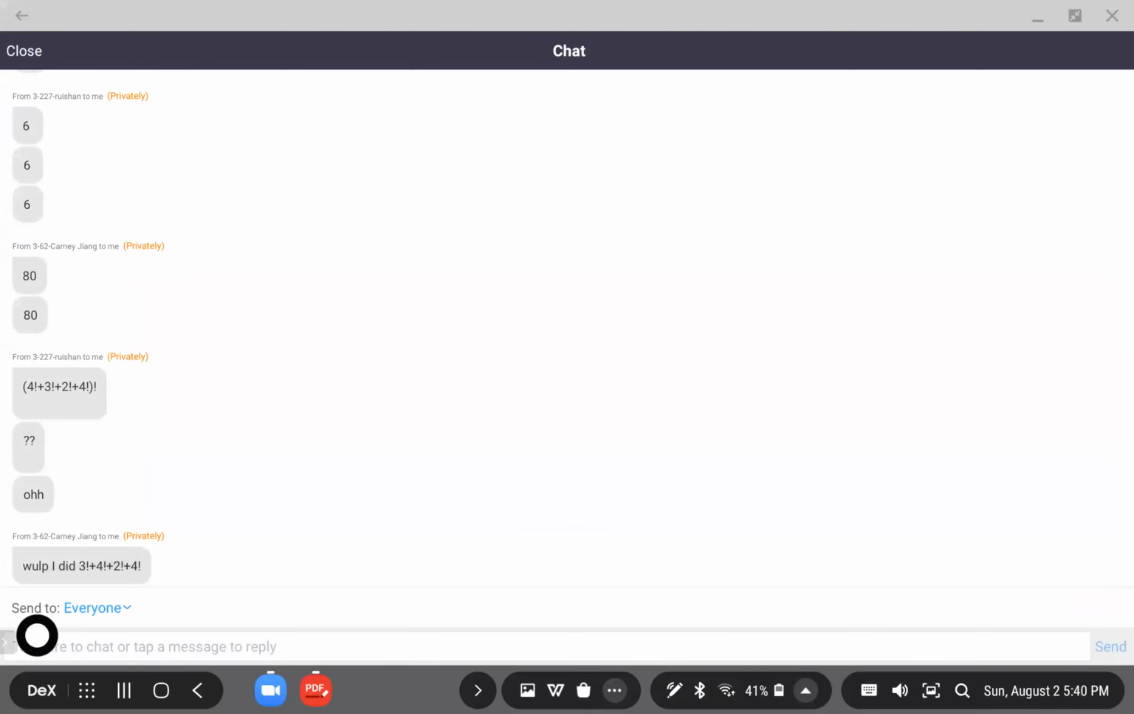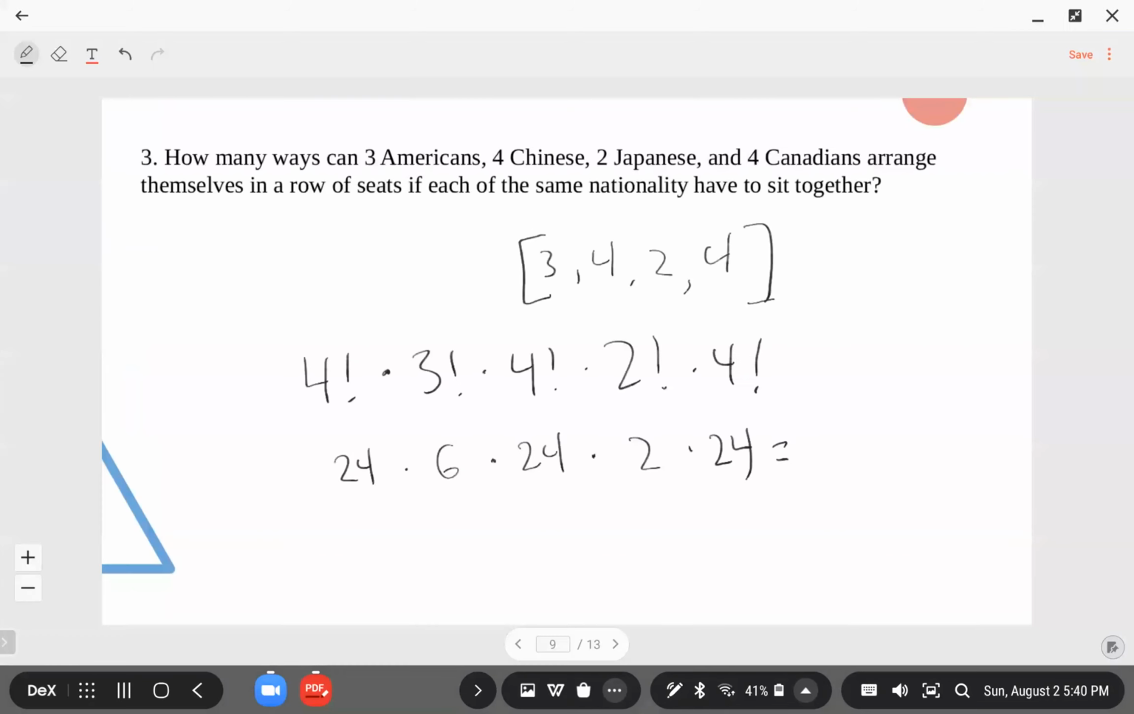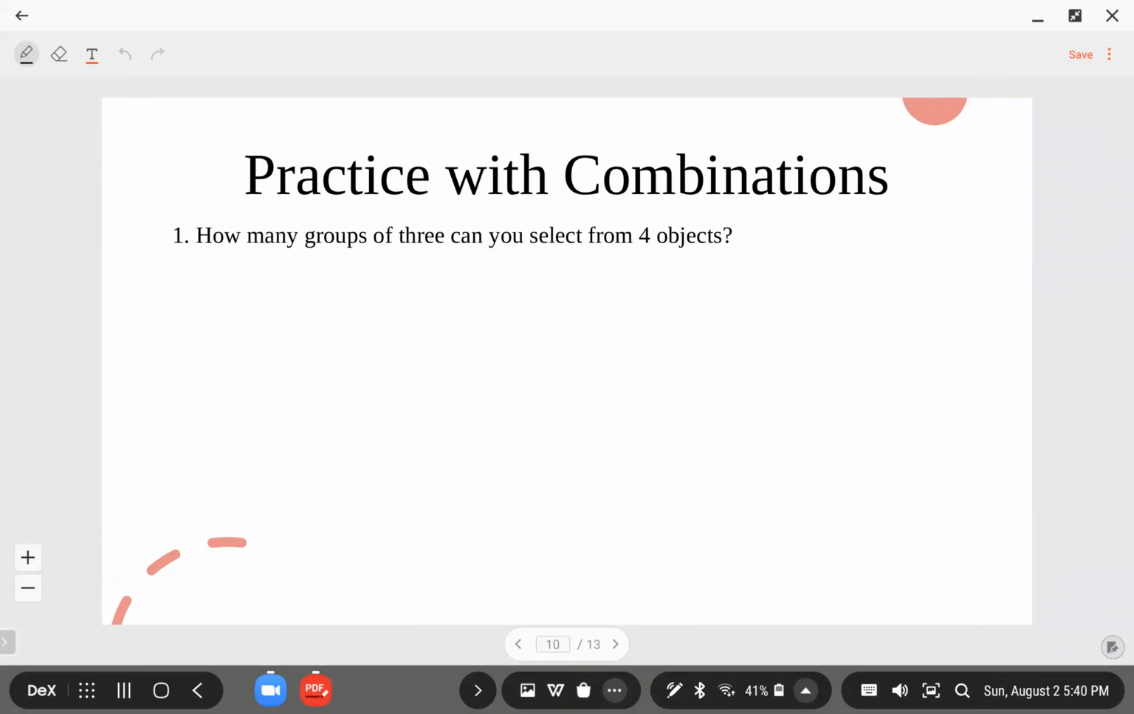So here we have it. So now let's practice combinations. We don't have much time. Now combinations, let's practice this. Number 1 of combinations: how many groups of 3 can you select from 4 objects? Please use the combination formula to solve this.